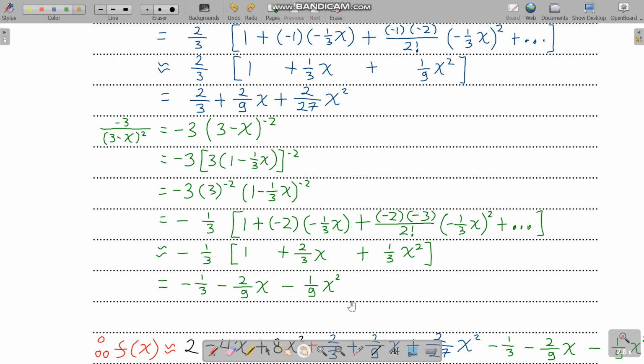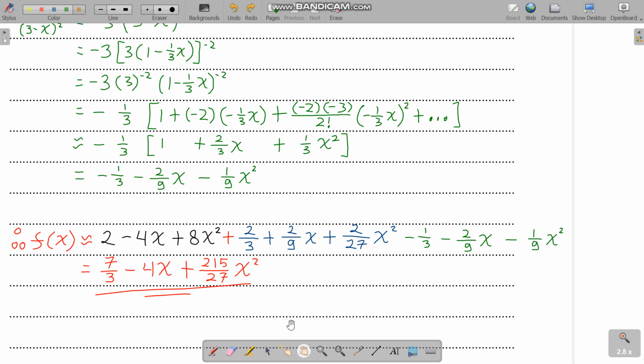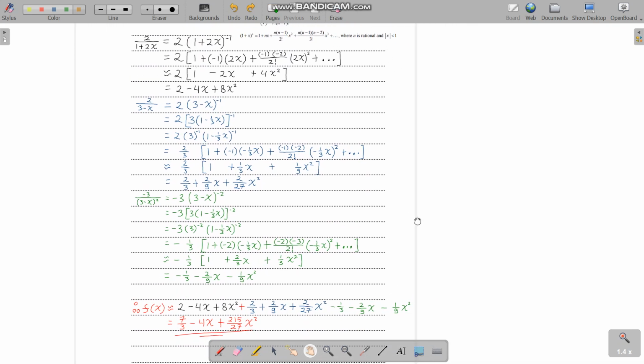And then for the final answer, we're going to have to add everything from the first, second, third term, and then just use your calculator for each like term. 2 plus 2/3 minus 1/3, that's 7/3. For the x term, minus 4 plus 2/9 minus 2/9, they cancel out actually, so just minus 4. For the x squared term, 8 plus 2/27 minus 1/9, you will get 215/27. So that's it for the final answer. Alright, I'll see you again next time.